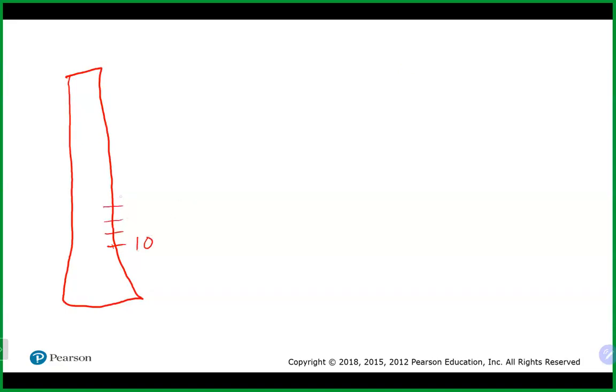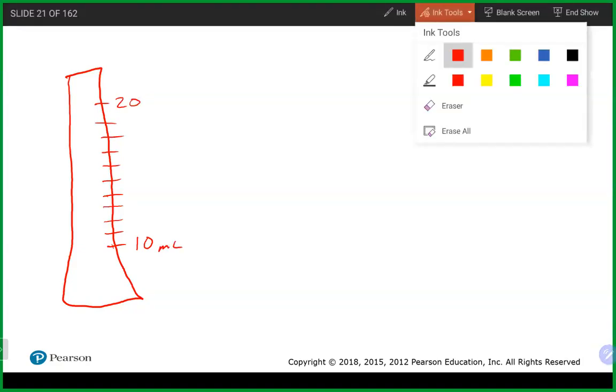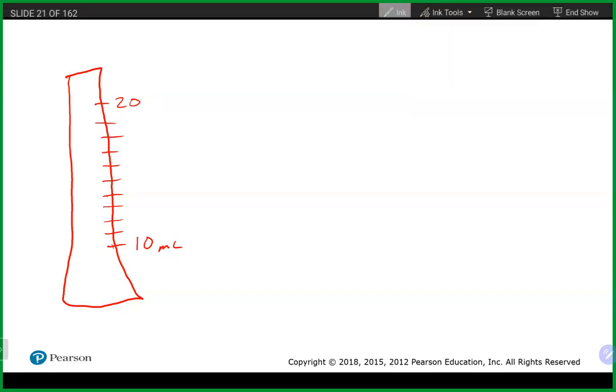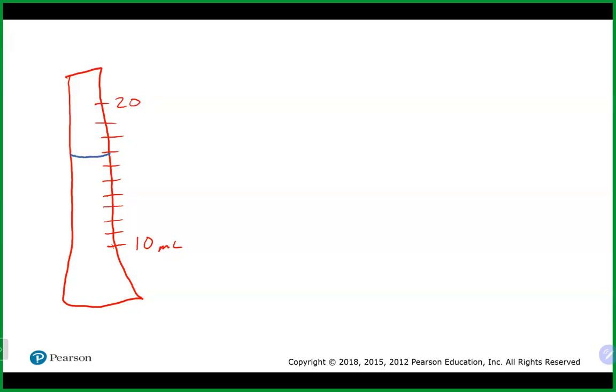So let's just say we're going to take a volume reading here on a badly drawn graduated cylinder, but we'll give it a try. And we'll say that is 10 milliliters. We'll put some liquid in there. We'll go right about there. By the way, when we put a liquid like water into a glass container like a graduated cylinder, we typically see the curvature of that liquid, kind of exaggeratedly drawn there as a U. This is what is known as the meniscus. And typically we always read from the bottom of the meniscus.